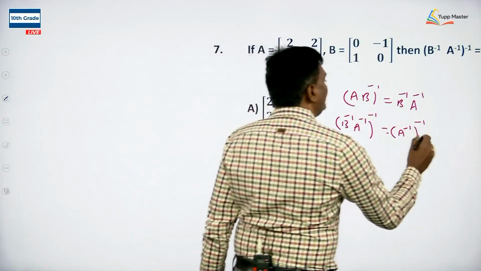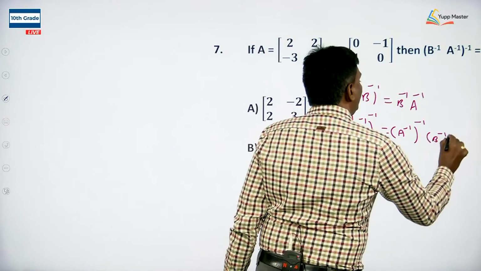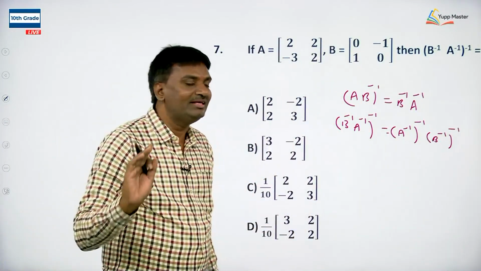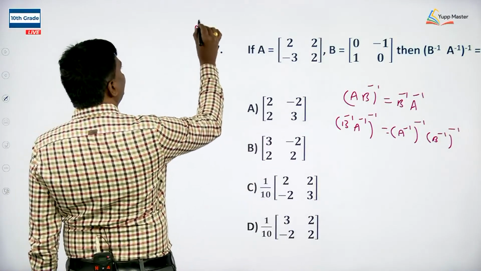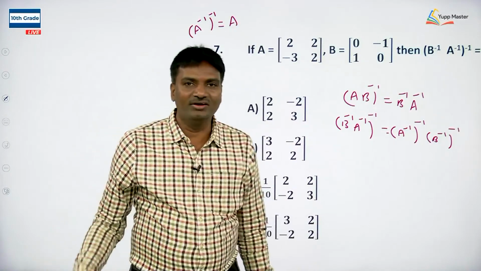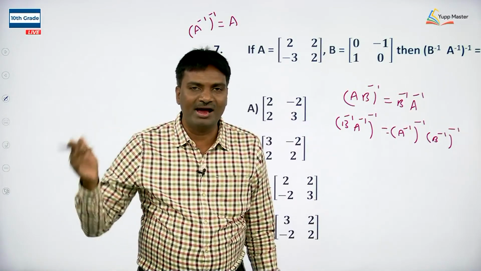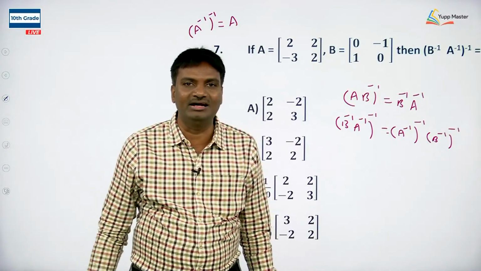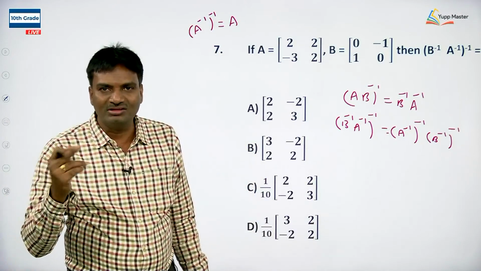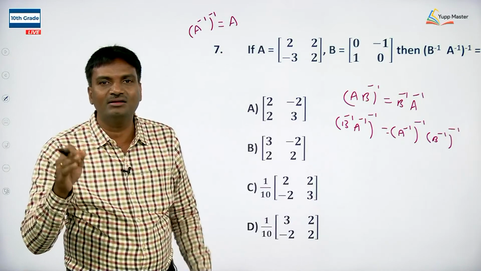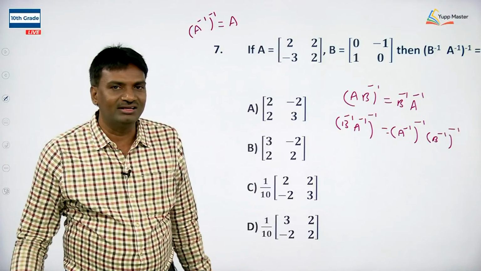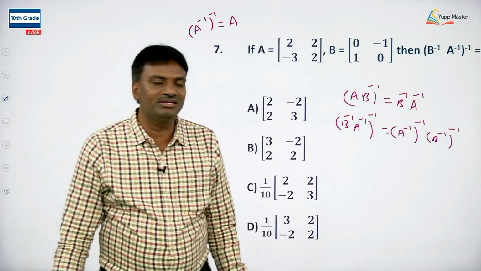In place of A we have B inverse. So B inverse whole inverse. Again we have one more property, that is A inverse whole inverse equal to A. According to the properties of inverse of a matrix, this is one property, that is A inverse whole inverse equal to A. So first let us find the inverse of the given matrix. After getting that, if we find the inverse again, then you will get the given matrix only. That is nothing but A inverse whole inverse equal to A.